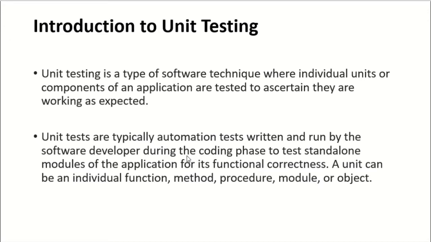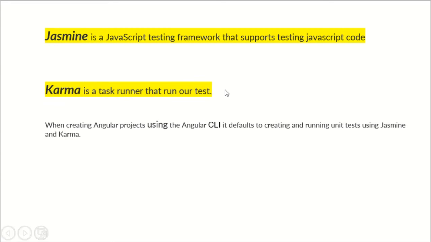Then a unit can be a method or function, procedure, module or object. It may be a pipe, an Angular pipe, or an Angular service. So any type of object in an Angular application we can test using unit tests. So how will we do unit testing?